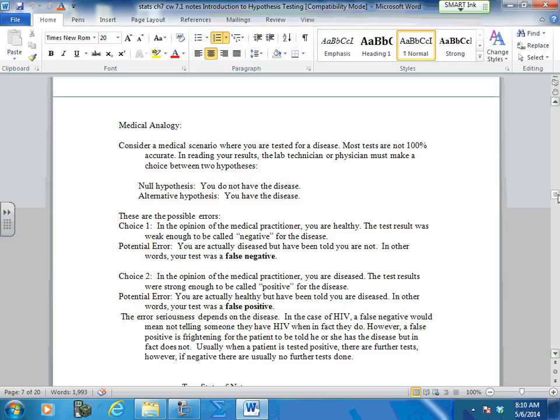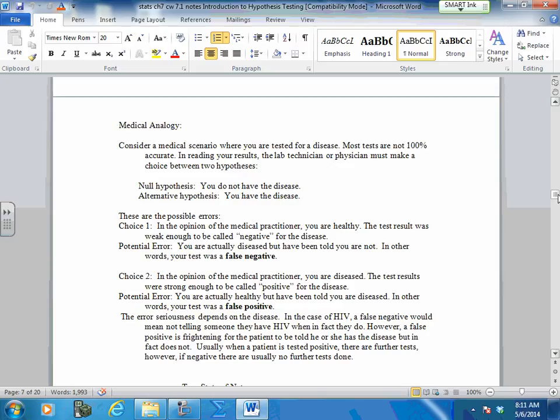My opinion, everybody has their own opinion. It depends, again, on the type of disease. In case of an HIV, a false negative would mean not telling someone they have HIV when in fact they do. However, a false positive is frightening, but usually means more tests. I'd say choice one is the worst. Because no matter what, even if you had the cold and you don't think you have the cold, but now you have the cold and now you're sick. Exactly. That's my opinion as well, Joey.